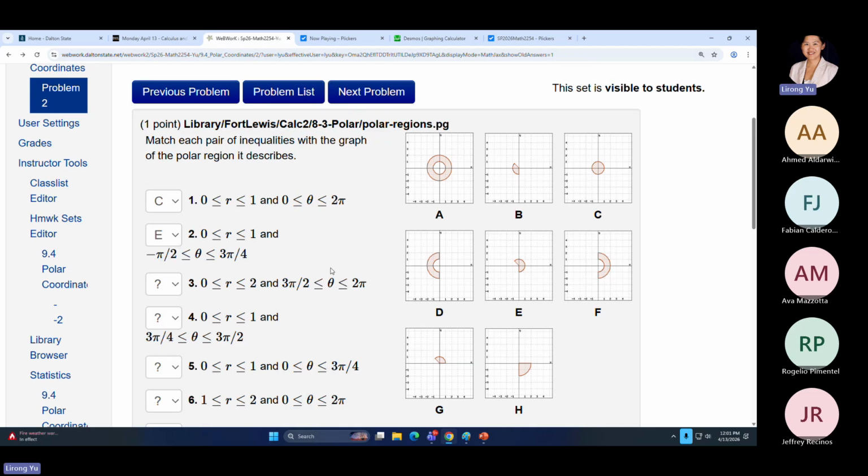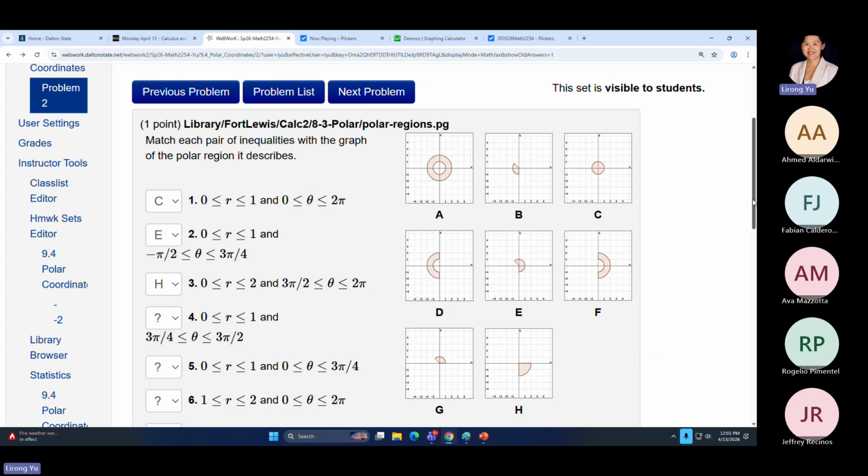Understanding the polar equation: the radius is between 0 and 2. So it's a circle of radius 2, bigger, this one. And then the angle between 3 pi over 2 and 2 pi is H. Are we okay? So maybe I don't have to finish the whole thing.